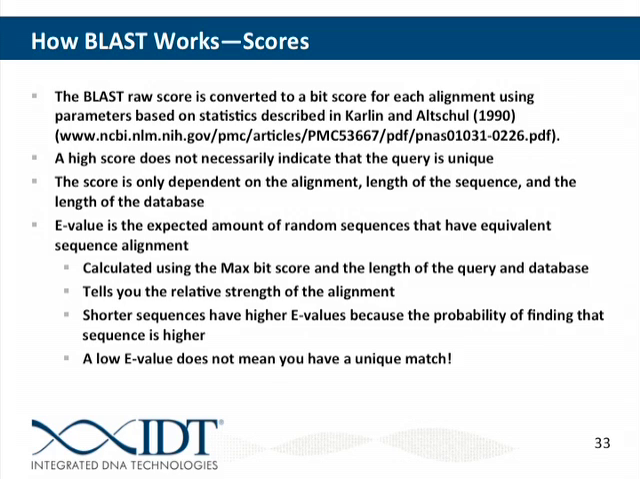So when you're looking at your BLAST outputs, you can scroll through them to see the breaks in these changes in this e-value. Shorter sequences will always have a higher e-value because the probability of finding that sequence is going to be much higher. And a low e-value does not mean that you have a unique match necessarily.